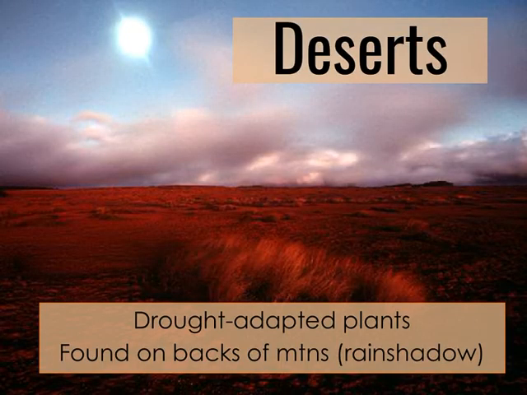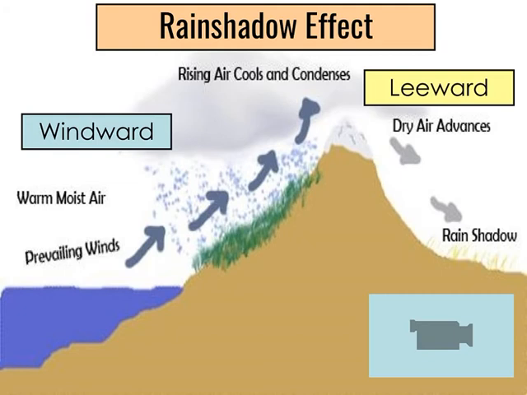Okay, I believe this is the last biome we're talking about: the deserts. This one you guys have probably heard of before. A lot of the organisms that we observe in the desert have adaptations that allow them to conserve water and/or avoid the intense heat that is present during the day. So let's talk about the rain shadow effect.